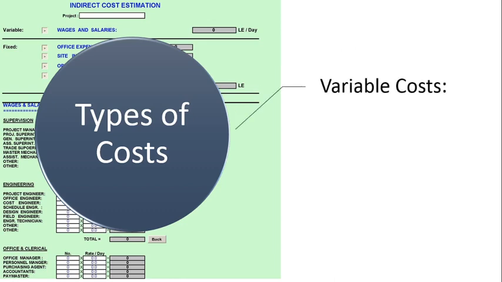Variable costs. Variable costs are costs that change with the amount of work involved with a project. Examples of variable costs are hourly labor, the cost of material, the cost of supply, fuel for bulldozers, etc.